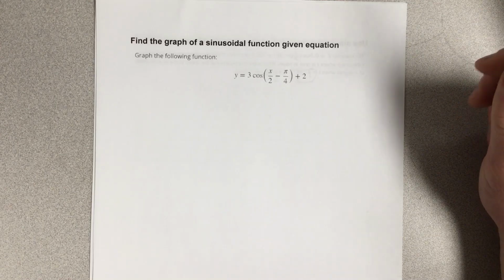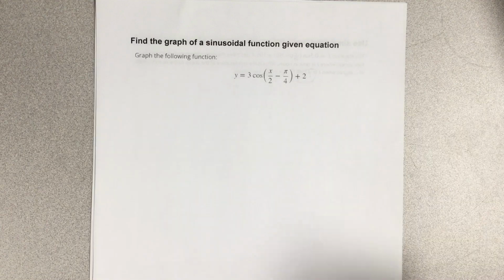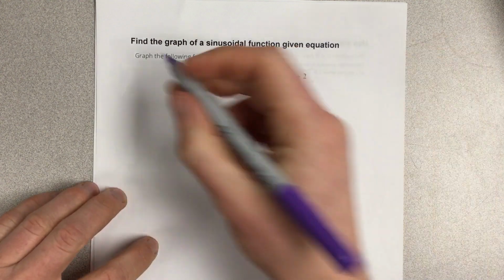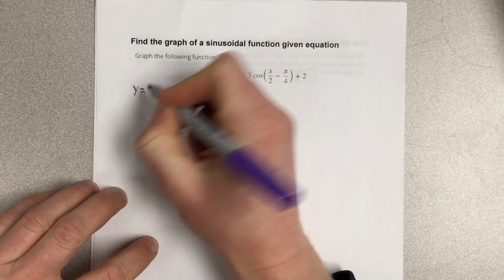In this video, we're going to find the graph of a sine function given an equation. It says graph the following function, y equals 3 cosine of (x over 2 minus pi over 4) plus 2. Let's write out what the original, or the general equation would be for cosine.